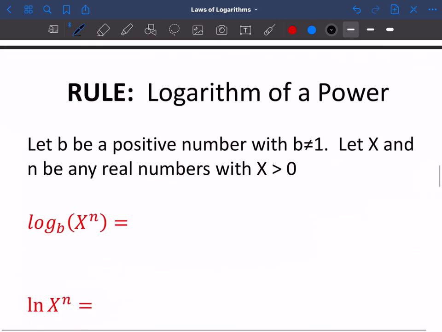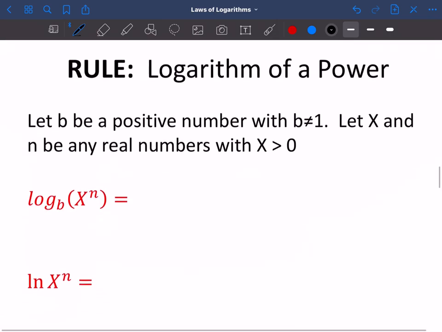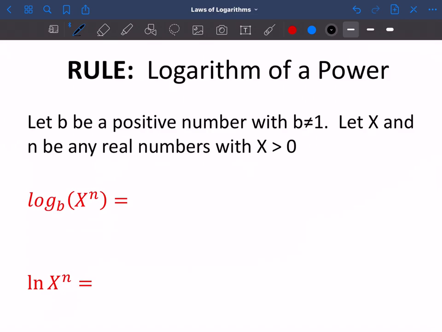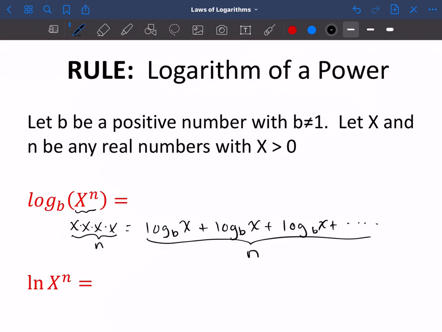Our next rule is called the power rule. So here again, we have log base b of x to the power n. You can think of this as just repeated multiplication. This is related to our product rule in the sense that we have x getting multiplied by itself basically n number of times. If we wrote all of those out and just kept on going, we would have n of those.